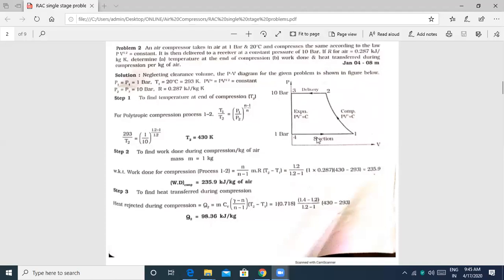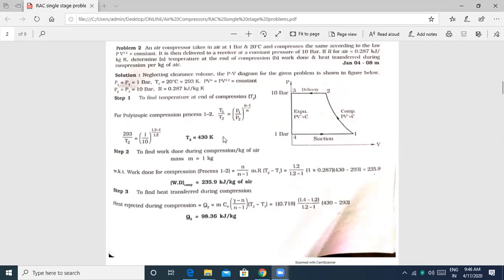Okay, next, the first thing is you have to write the given data. P1 is 1 bar, and T1 is 20 degrees Celsius. Convert to Kelvin, that is 293 Kelvin. Then the compression process, n is given 1.2. Next, P2 and P3 are the same, that is 10 bar. R value is given. First you have to find out the temperature at the end of the compression.